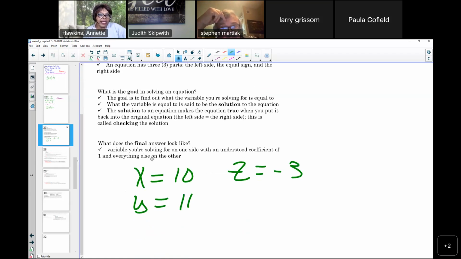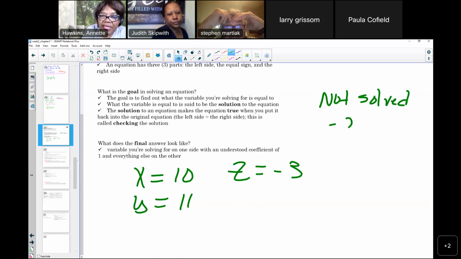So when we get the final answer to our equation, it's going to look something like this: x equals 10, y equals 11, z equals -3. So the question is, what are you looking at? You're going to have a variable, and it will not have a coefficient. The coefficient is understood to be 1: 1x equals 10, 1y equals 11, 1z equals -3. So you can't have anything like this. So this is not solved.